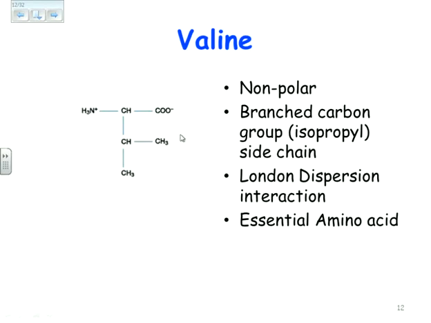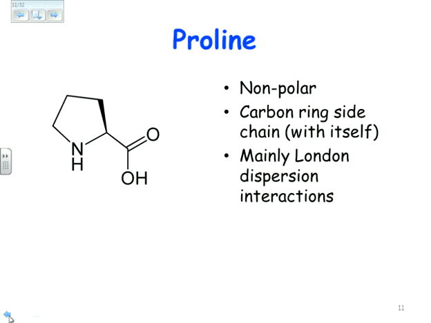So we have valine, which is isopropyl. Propyl meaning 3 carbons, 1, 2, 3. Iso meaning ending in this sort of V shape. And then if we come back here, proline. So on Monday we'll learn 2 more, and those will be what you're responsible for on exam 3.